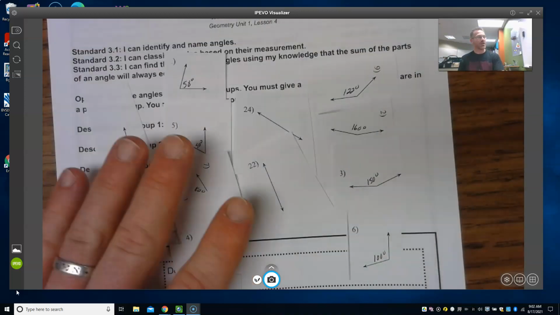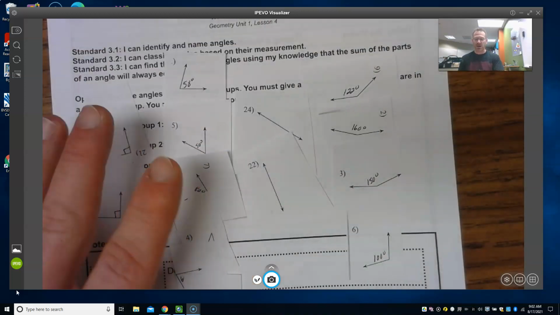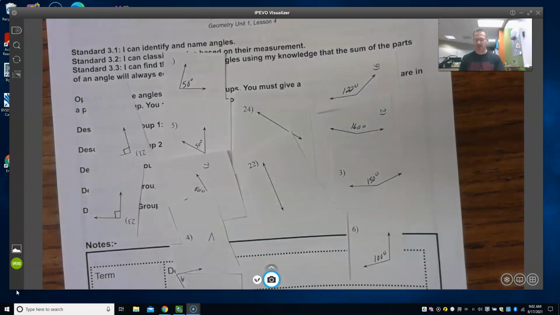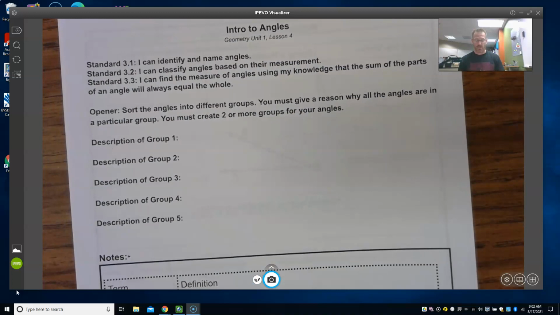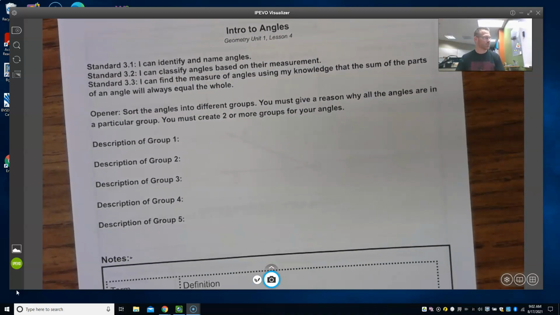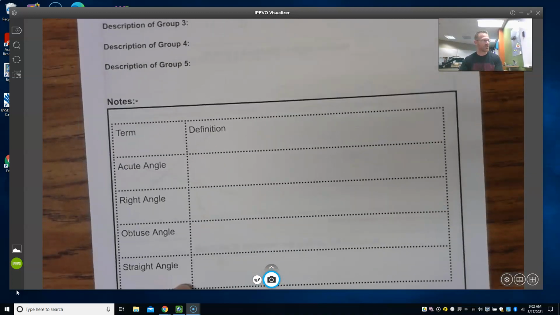Now, try to hold on to these, because we will come back to these in our next unit when we talk about other kinds of angles. So you might want to stash those in your folder at home somewhere. So let's go down to some of those terms that I just mentioned here at the bottom.